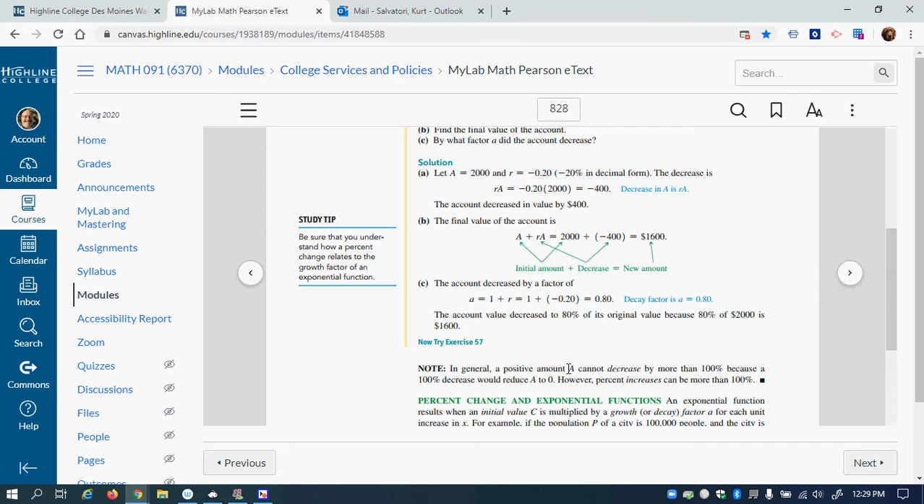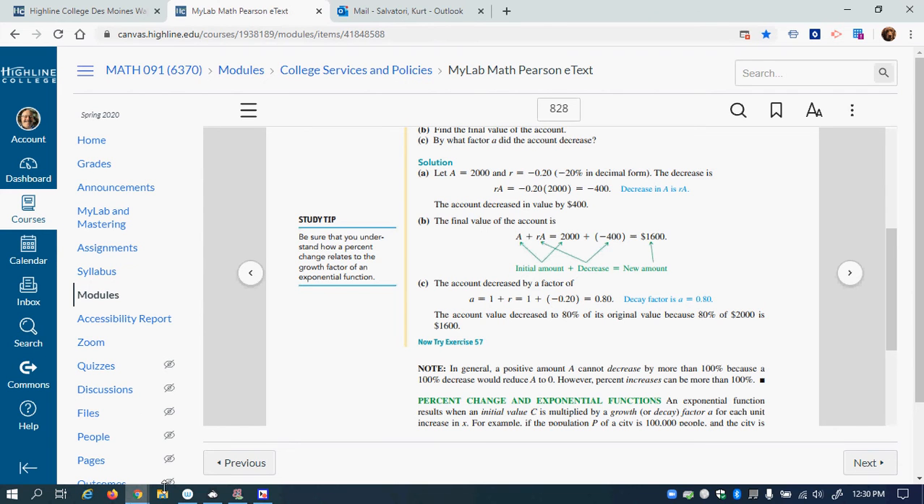is the decrease on that. So we're going to do problem 57, but before we do that, here in general, a positive amount of A cannot decrease by more than 100%, because then it would go down to 0, and you can't have that because you always have to have some amount. However, percent increases can go more than 100%. So that's just a note to keep in mind. Also, percent change in exponential functions. An exponential function, and we'll talk about that next.